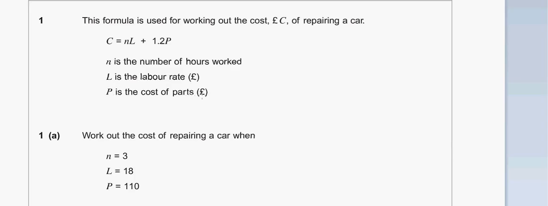So 1A, work out the cost of repairing a car when N equals 3, L equals 18, and P equals 110. So this is quite simple. All we do is we have our formula here, so we know C is the cost. So we now substitute in the values in this formula.